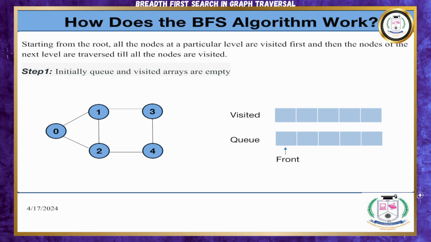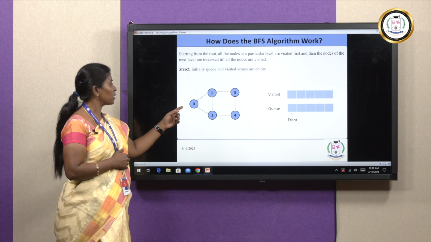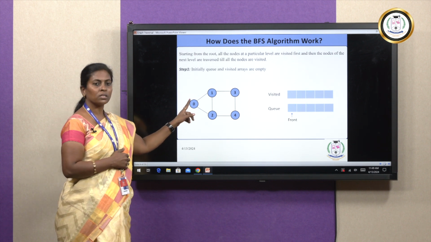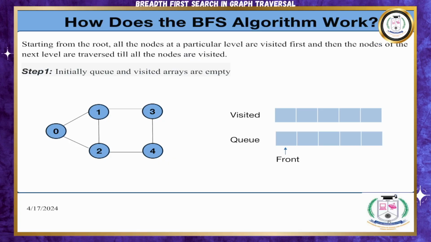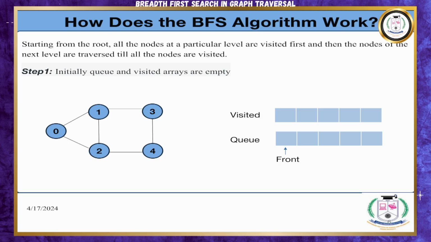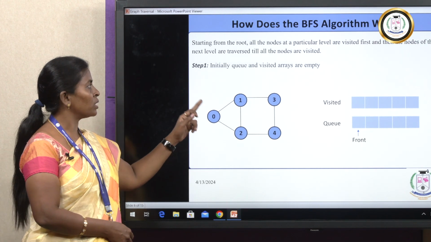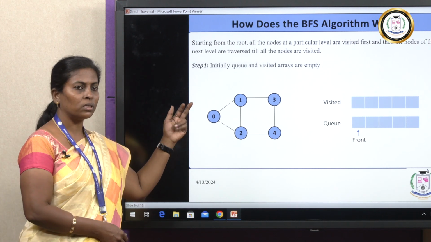Here we can start from any vertex and we have to traverse all the nodes in the particular level before moving to the next level. So this is an example graph. Here circles represent vertices. There are 5 vertices, 0, 1, 2, 3 and 4, and lines represent edges. There are 6 lines. Initially there are 2 arrays we are going to take, both considered as empty. One is for the queue and another one is for visited. As I said, initially we have to enqueue the starting vertex.